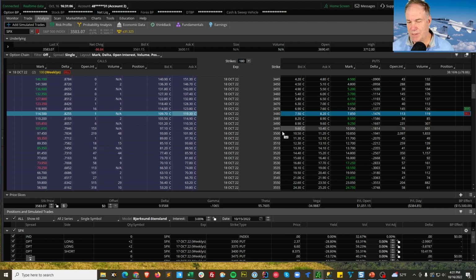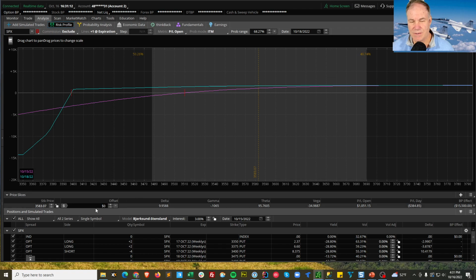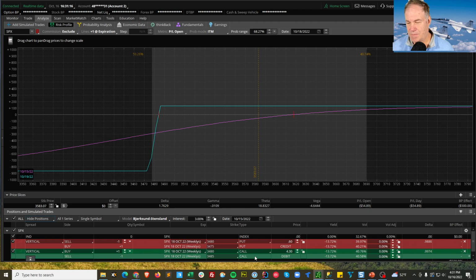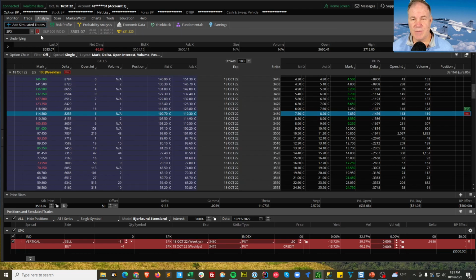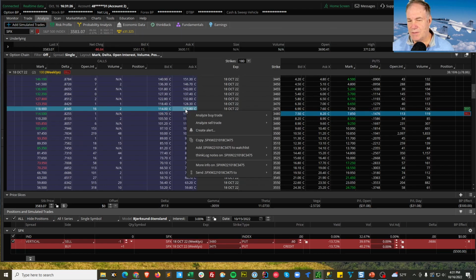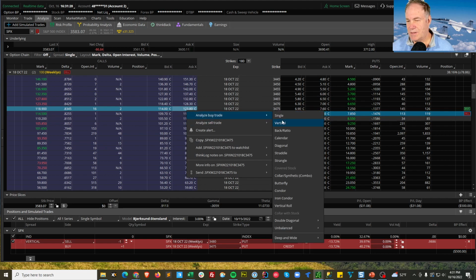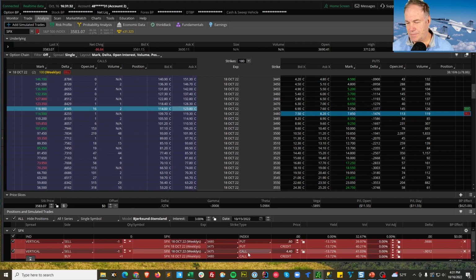I think we buy a vertical. Let's see. Let me analyze that. Simulated trades, high positions. Okay. Oh, so we did a credit spread. So I got to do a credit spread on the way over here. So let's do this. Let's sell a vertical. All right. So let's see what these look like.